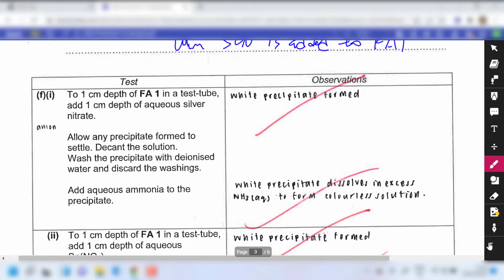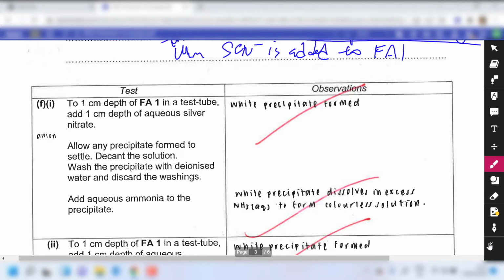So if you recall what you observed earlier on, to 1 cm depth of Fa1, we added aqueous silver nitrate. So this is a test for anions. If you recall what is present in Fa1, there are 2 potential anions, so we don't know what they are. First of all, when you are adding silver nitrate, if you look at your QA notes as well as the second last page of your data booklet, you'll notice that you are probably testing for halides. So potentially it could be chlorides, bromides, or iodides.